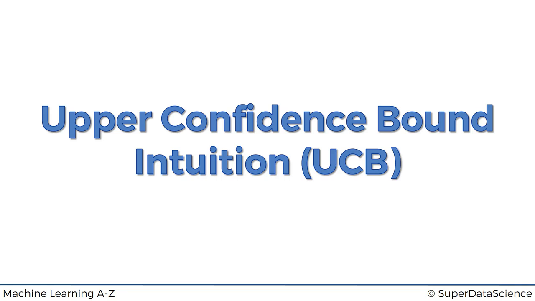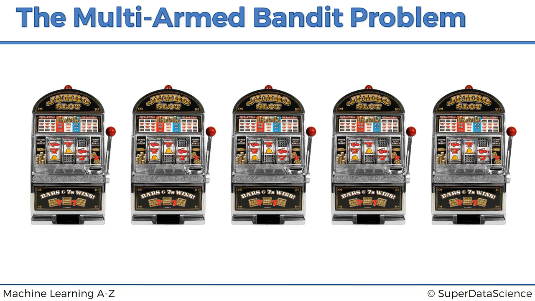Today we're talking about the upper confidence bound and the intuition behind this algorithm of the reinforcement branch of machine learning. So let's get started. As we discussed previously, the problem we are solving is the multi-armed bandit problem, where you've got 5 or more, or any number of slot machines and you can bet your money in any one of them, and you need to find out how to bet to maximize your returns.